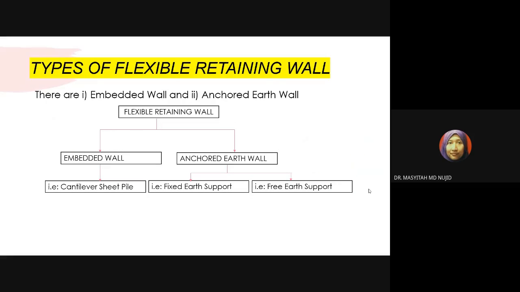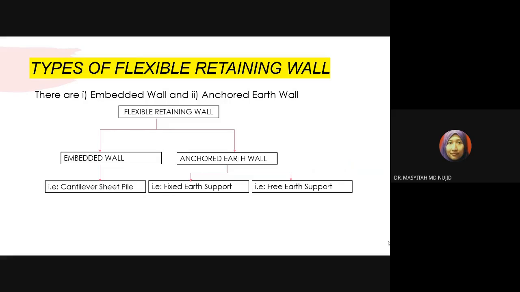Before we can understand the modes of failure, we have to understand what the types of flexible retaining wall are and why we call it a flexible retaining wall. For your information, the flexible retaining wall can be split into two, which are embedded wall and anchor earth wall. For example, why is it called embedded wall? Due to the conditions, and then due to some purpose why we are using the retaining wall.